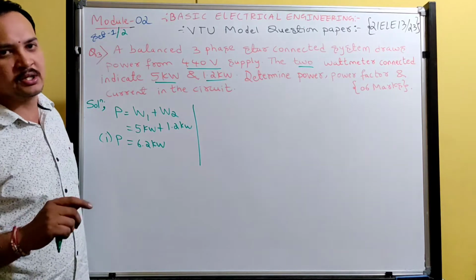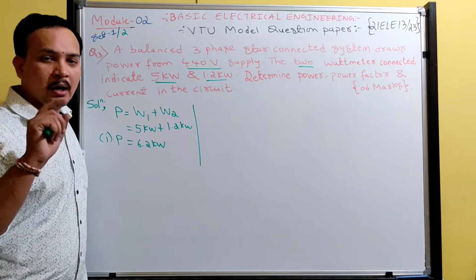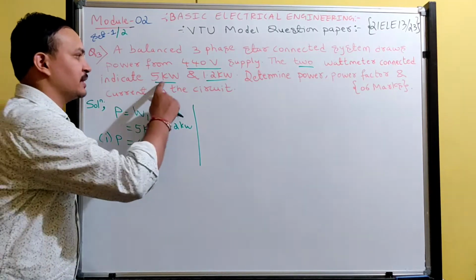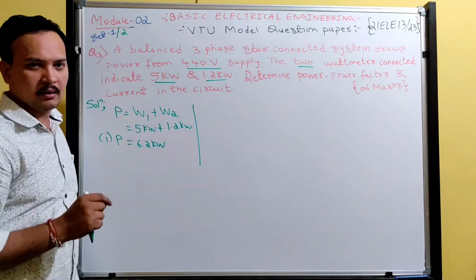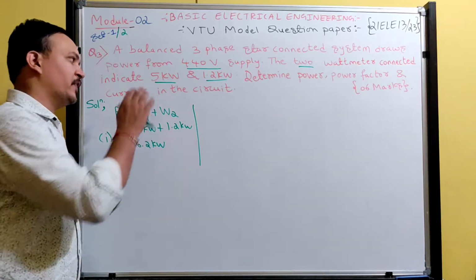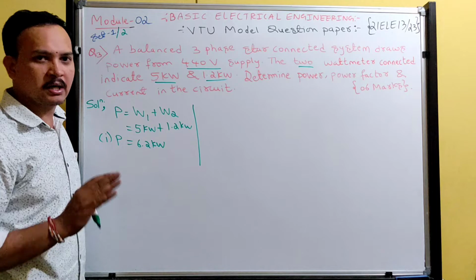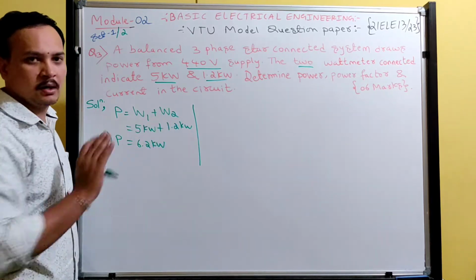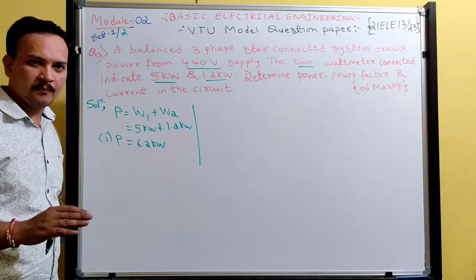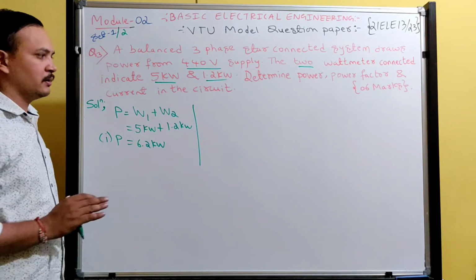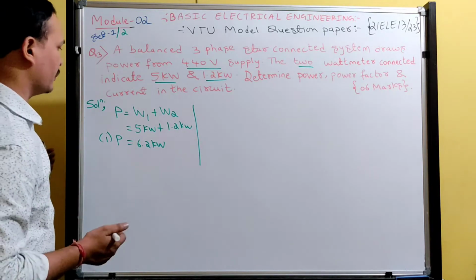Under such a condition, you have to take the highest reading wattmeter as W1. Which one is having the highest reading? 5 kilowatt is highest, so you can consider that as W1. Consider the smaller reading as W2. Sometimes they will give W1, W2, or WA, WB like that: wattmeter A, wattmeter B.